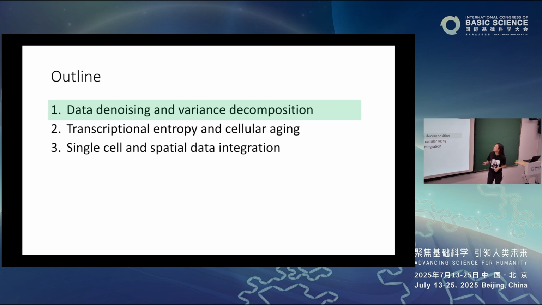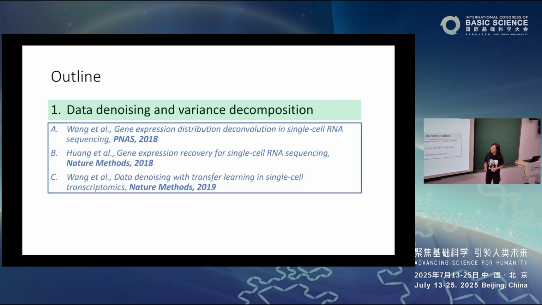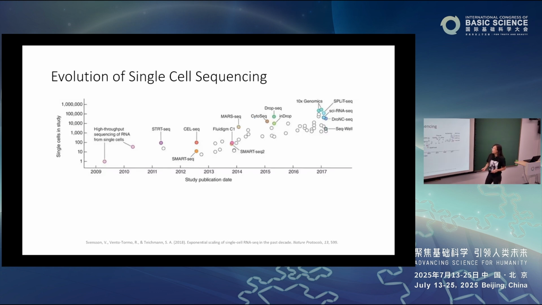and variance decomposition. Here I'm just going to focus on these 3 papers that came out a few years ago, where we figured out how to model the technical noise in single-cell data and then remove that technical noise to reveal the biological structure in these cells. I just want to show you this graph to give you a sense of the scale of the data.